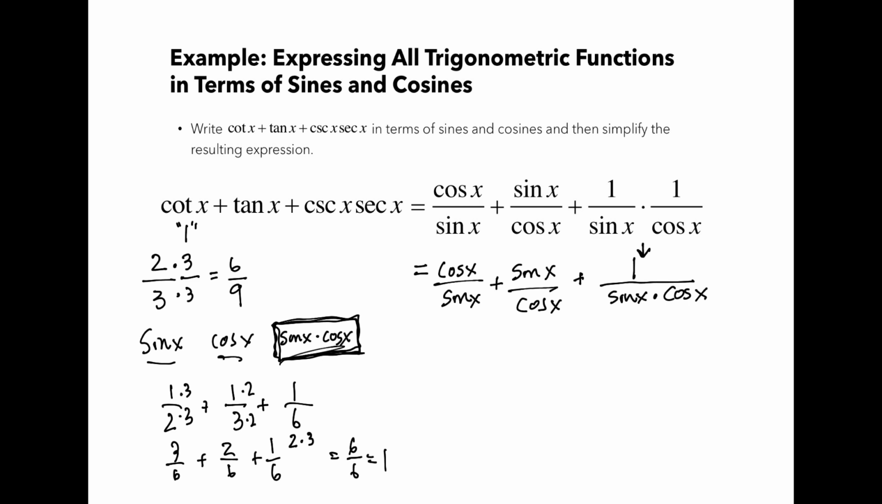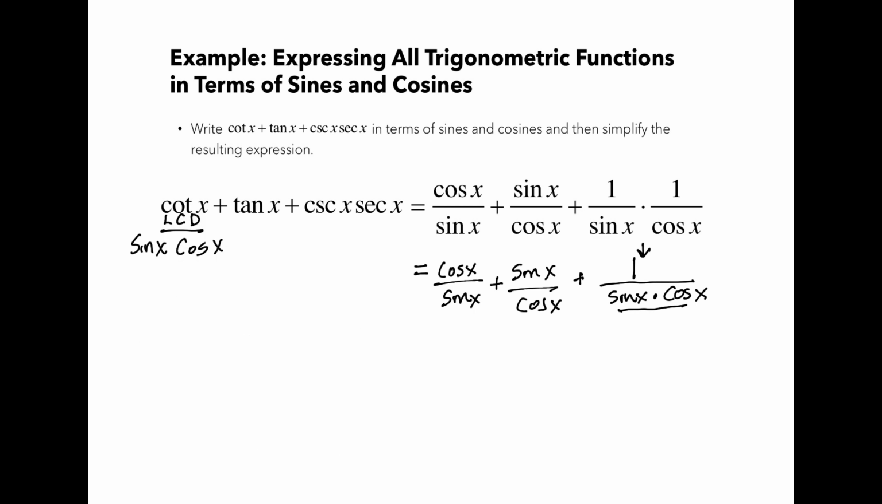Now let's think of sine x and cosine x as kind of like your 2 and your 3. They both go into the product of cosine x and sine x. And so that's what we're going to use to simplify this. So I've decided the product of sine x and cosine x is going to be the easiest way. Let's do what we have to. So for my first, I see I'm missing a cosine x. So I'm going to multiply the top and the bottom by cosine x. And here I'm going to multiply the top and the bottom by sine x. And for the third expression, I don't really need to do anything.